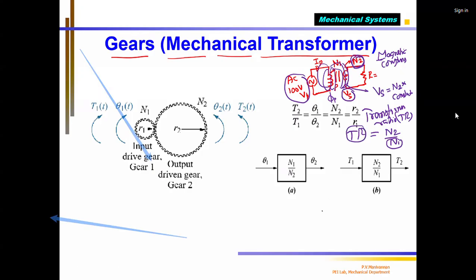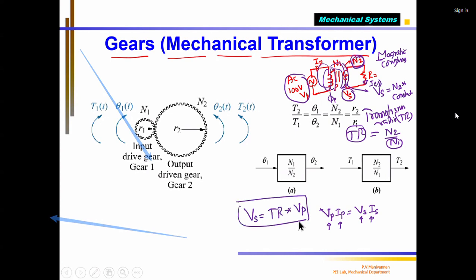So we can say VP into IP equals VS multiplied by IS, where VP is the primary voltage, IP is the primary current, VS is the secondary voltage, and IS is the secondary current, flowing in the secondary coil. Now, VP and VS are connected by N2 divided by N1. We know that VS equals TR multiplied by VP.